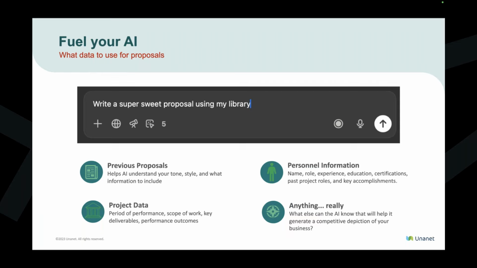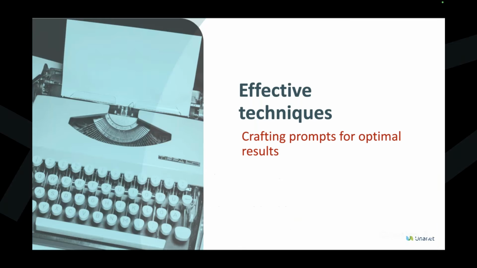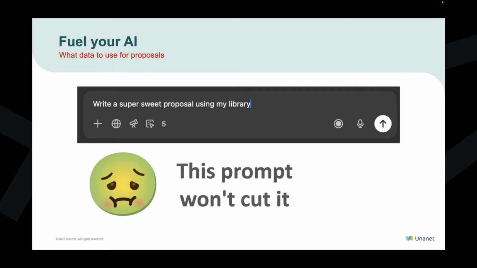As you can see here, I prompted, "Write a super sweet proposal using my library." As you could probably guess, that output is going to get you garbage. If you flip to the next screen, that's what your face is going to look like if you're actually looking at something with a bad prompt. So Josh and I are about to jump into a ChatGPT exercise for prompt engineering, but first he's going to show you what effective prompting looks like.